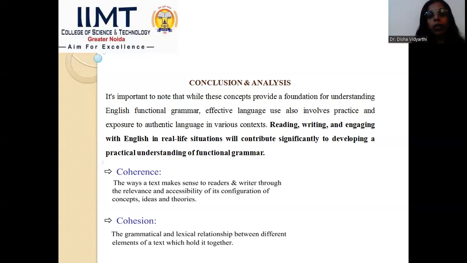So whenever you try to make your communication effective, always keep in mind that your text or your communication has to be very coherent, so that the person on the other end can understand what you are expressing and how you are expressing it. And cohesion means you can give a different color to your communication when you have a good intact and hold on the lexicogrammar.